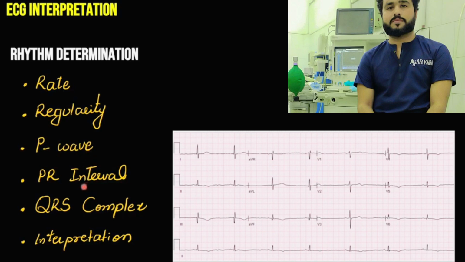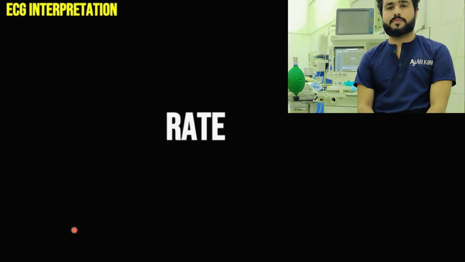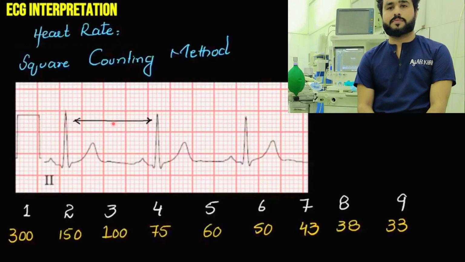You have to look at the PR interval, whether the PR interval is prolonged. You have to look at the QRS complex, whether it is narrow or it is wide. And then you make an interpretation. You write down the comment. Now we'll determine how to calculate rate in ECG. First of all, coming to rate determination, there are certain methods of rate determination.